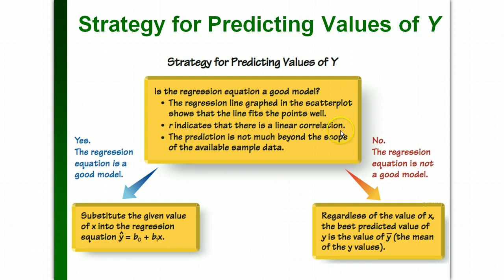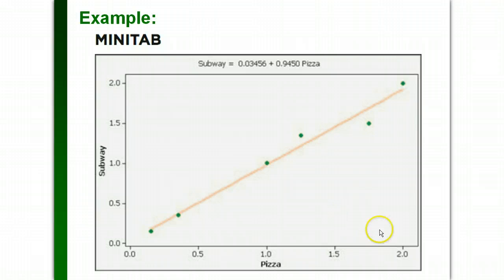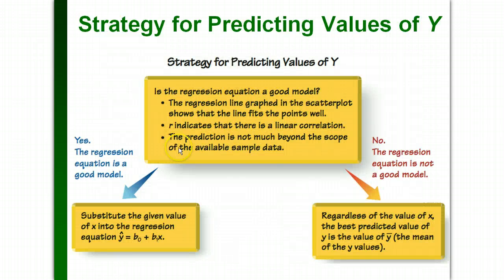R indicates there's a strong linear correlation, and the prediction is not much beyond the scope of the available sample data, meaning that we don't have pizza slices that are like $7 way up here. We don't have subway fare that's $4 or $5, way up here off the chart. That's what that last thing is saying, beyond the scope of the available data. If all those things happen, then it is a good model. You just substitute the value of X in, like we've been talking about. Plug it in there and see what the Y value comes out to be.